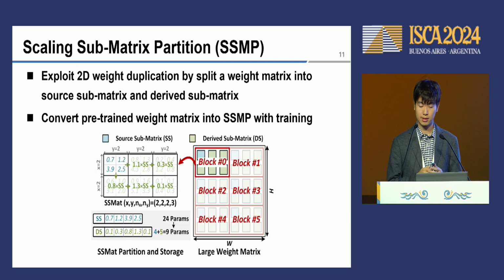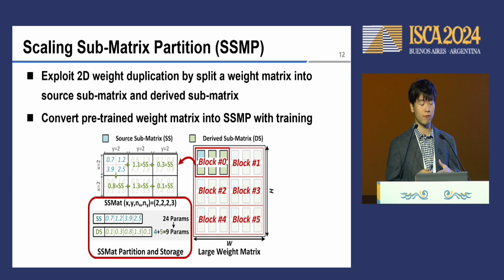Here, we show a detailed example of the SSMP method. Say we are dealing with a large weight matrix with shape H by W, and we reshape it into 6 blocks. In each block, there is 1 source submatrix indicated with the blue color and 5 derived submatrices indicated with the green color. Each submatrix is shaped 2 by 2 in this example. So we can see that in block 0, there are originally 24 parameters, but using SSMP, only 4 values for the source submatrix and 5 values for the derived submatrix transformations are needed, which is a considerable compression.